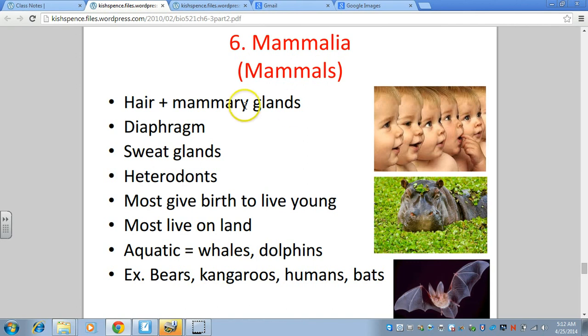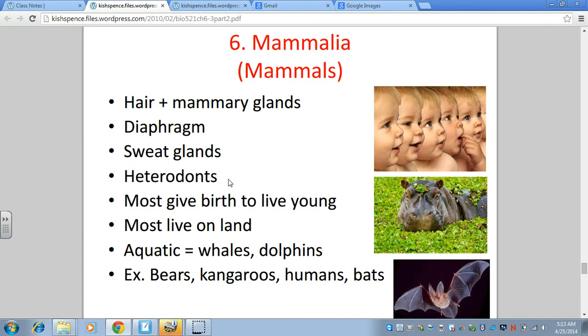We have a diaphragm, which is that special muscle found along the lower part of your rib cage. It kind of cuts you across in the middle. It's used for us to breathe, so it helps our lungs to take in air and force it out. We have sweat glands. Okay, we are heterodonts.